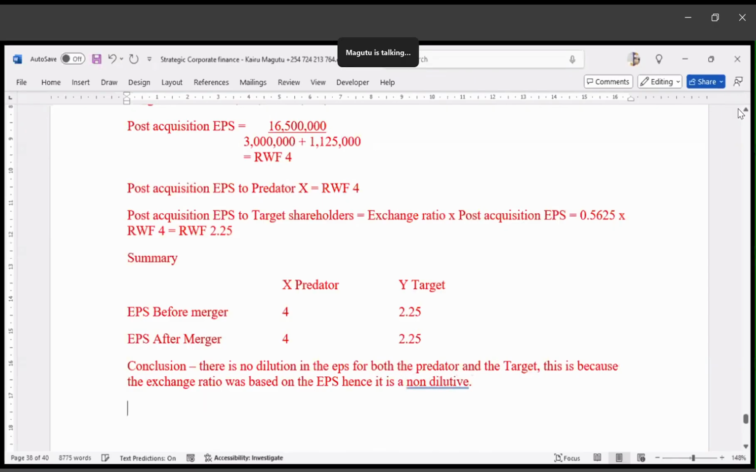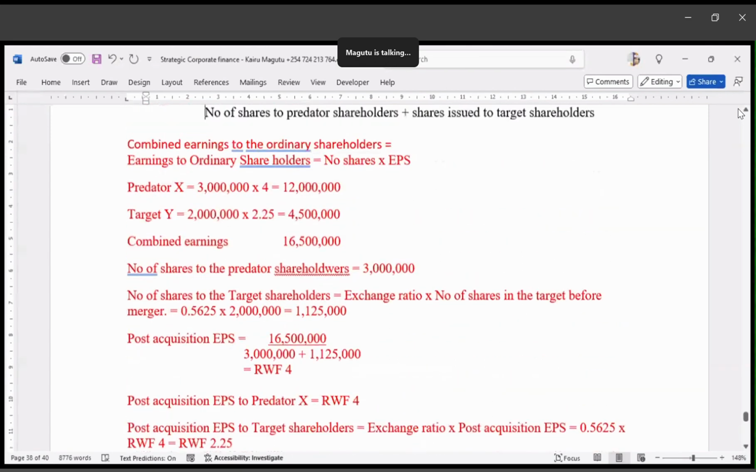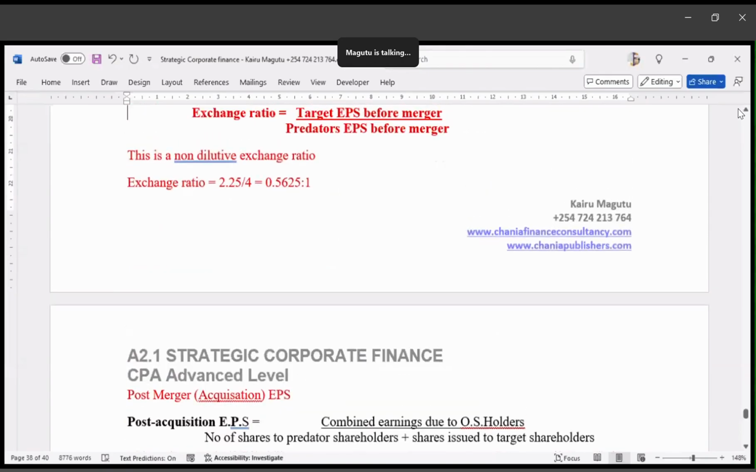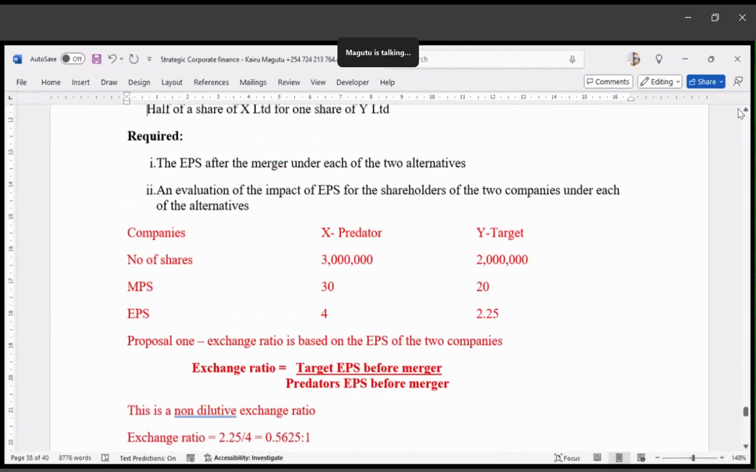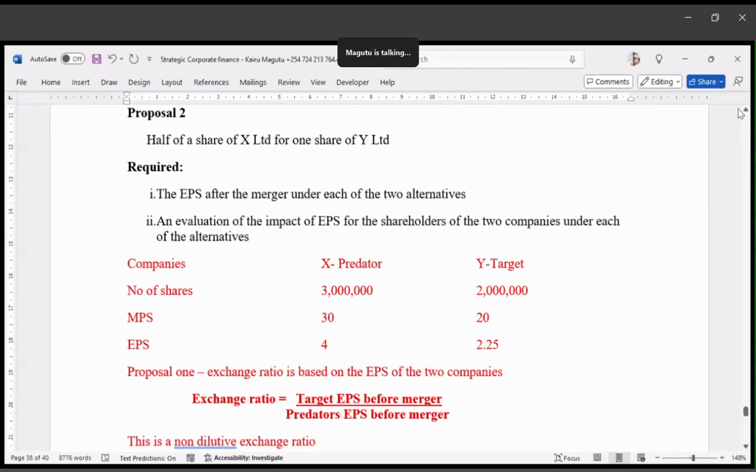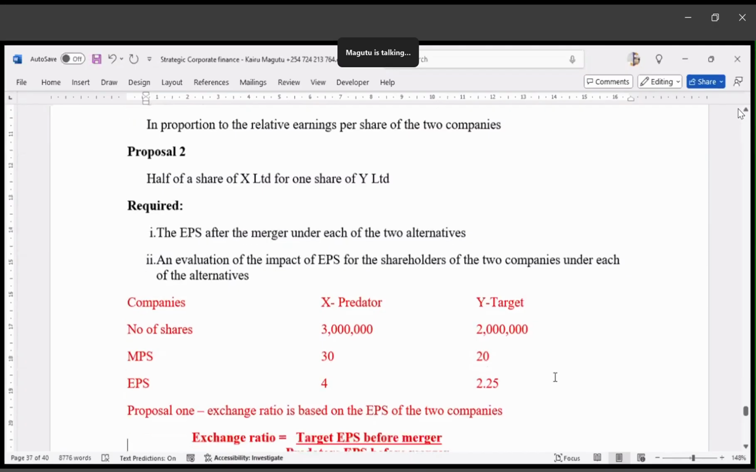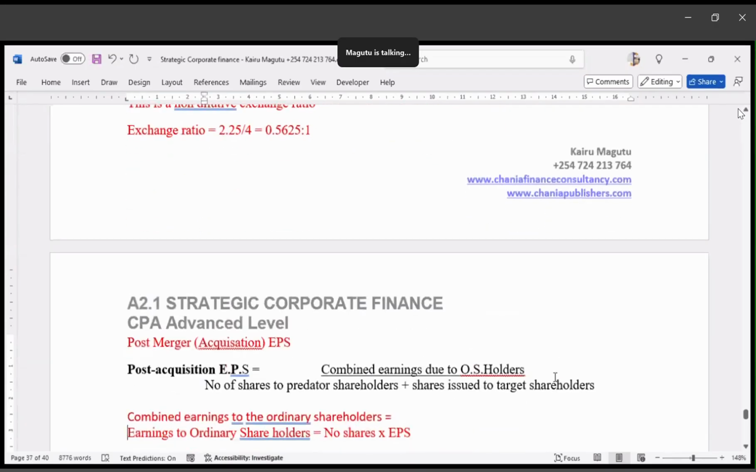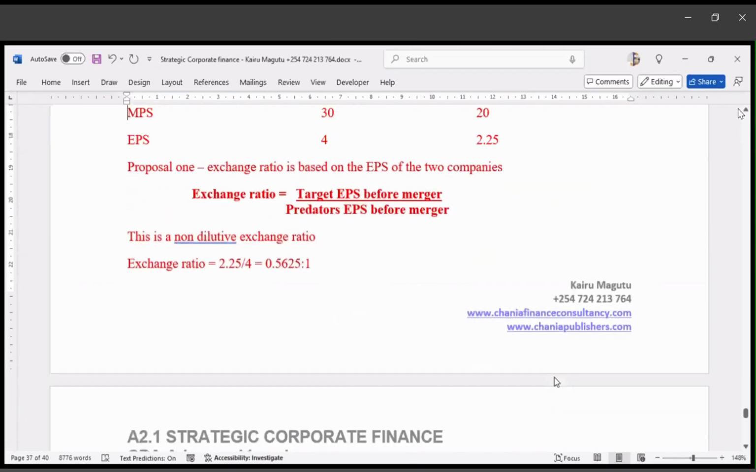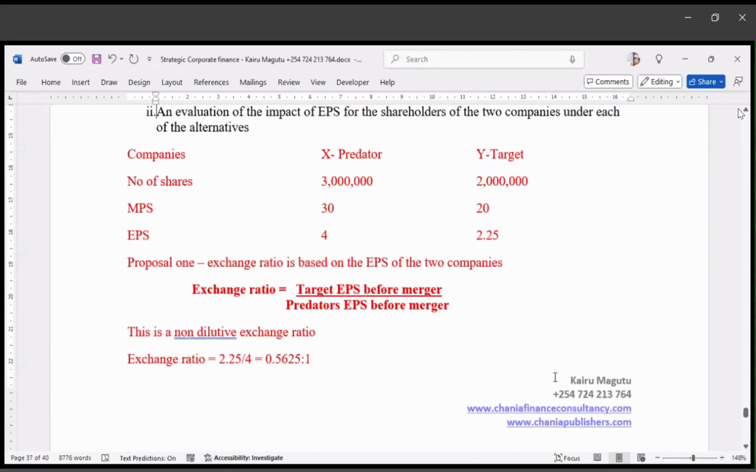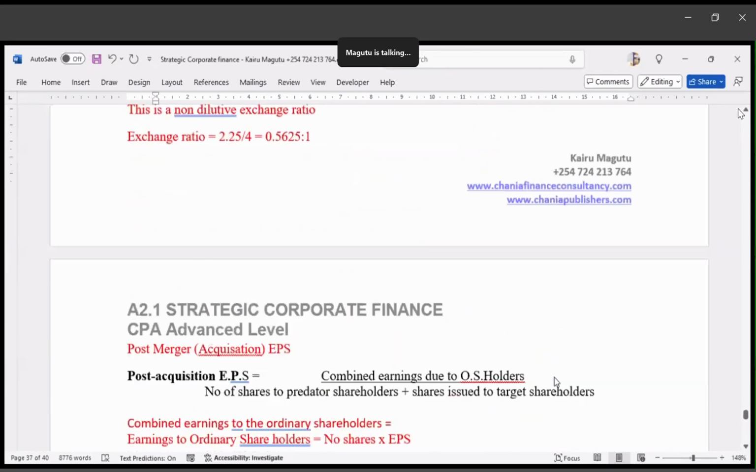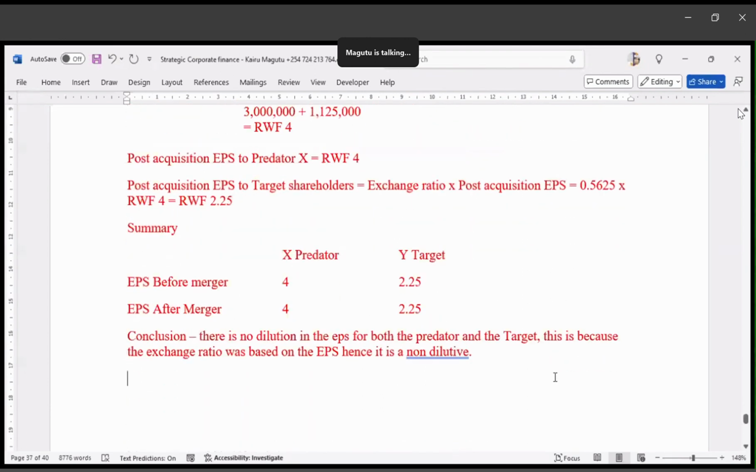That one I have given the best of the explanation, and I'm trying to move slowly so that you understand. For questions, I will always move very fast. Let's go to question number 2. The EPS after the merger under each of the two alternatives. Oh, we are on this alternative. That is alternative 1. We'll move to alternative 2.